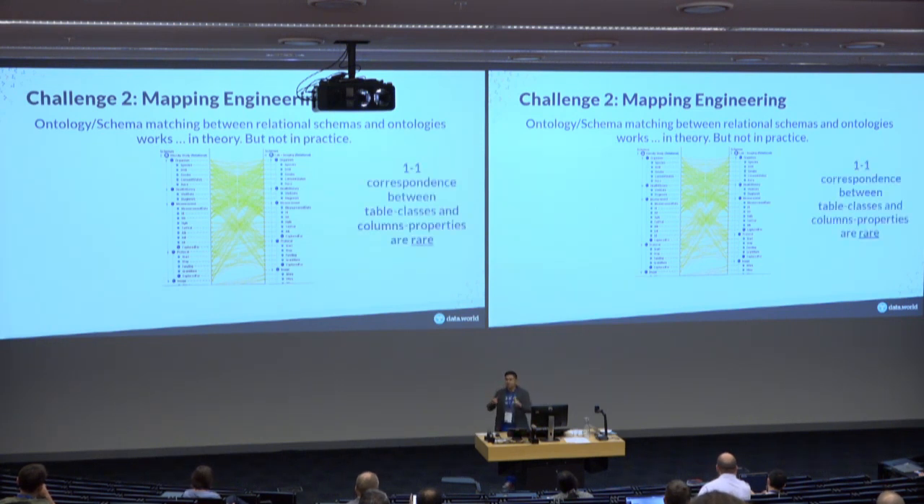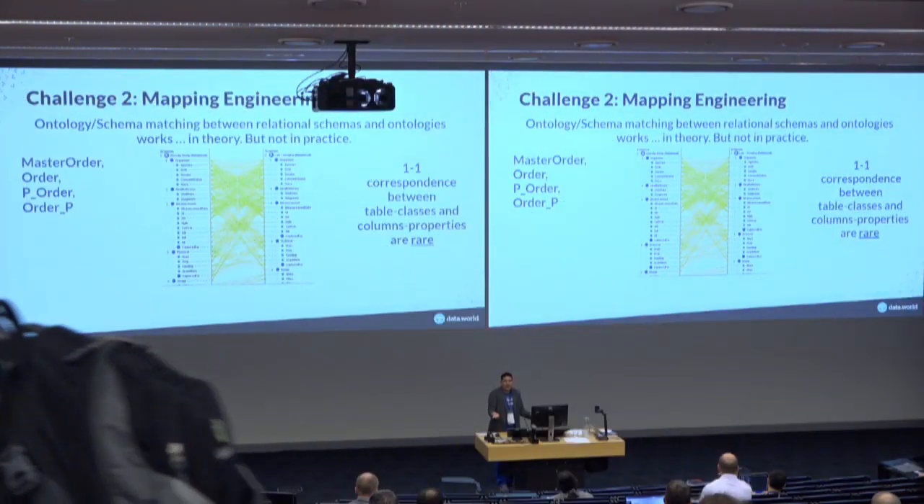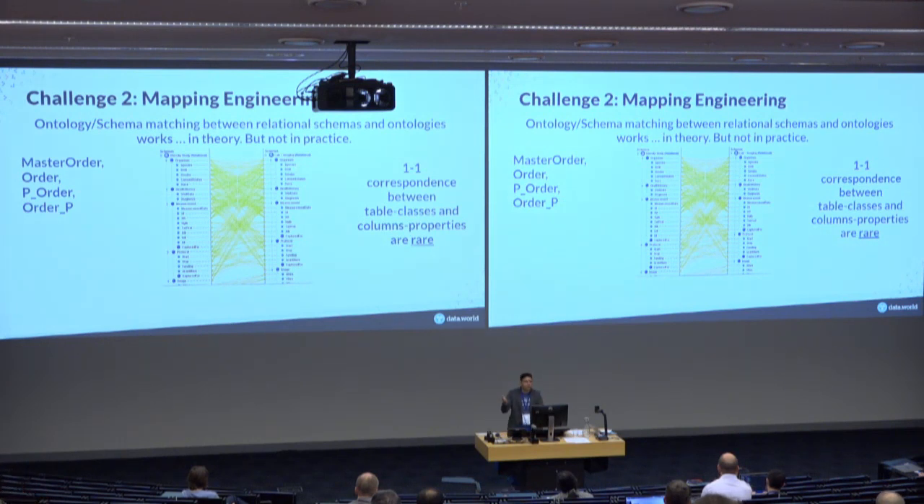Why? First of all, these one-to-one correspondences are extremely rare. Oh, my source I have F name, and my target I have first name. Well, yeah, that's kind of obvious, but the majority of those mappings are not like that. Why? Because you have a bunch of tables called master order, order P, order P, or you have databases like in SAP, they're in German or stuff. Like, how does this actually work? I don't know. My target has a concept called order. What is this supposed to be in the source when I got 15, 20 tables to have the word order in them?